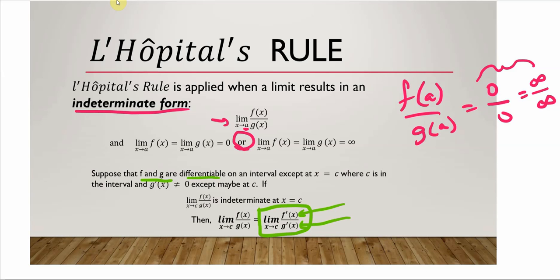I repeat, you do not do the product rule. So you're going to do the derivative of the top, you're going to do the derivative of the bottom, and then you're going to substitute the c. And that's it. Okay? Alright, so some of you say, sir, I've got to see this in action.